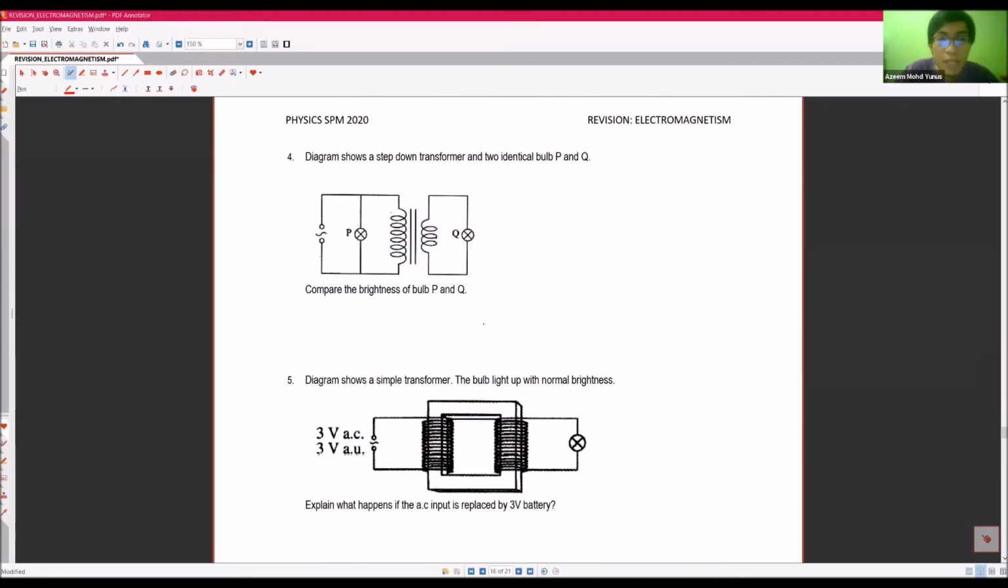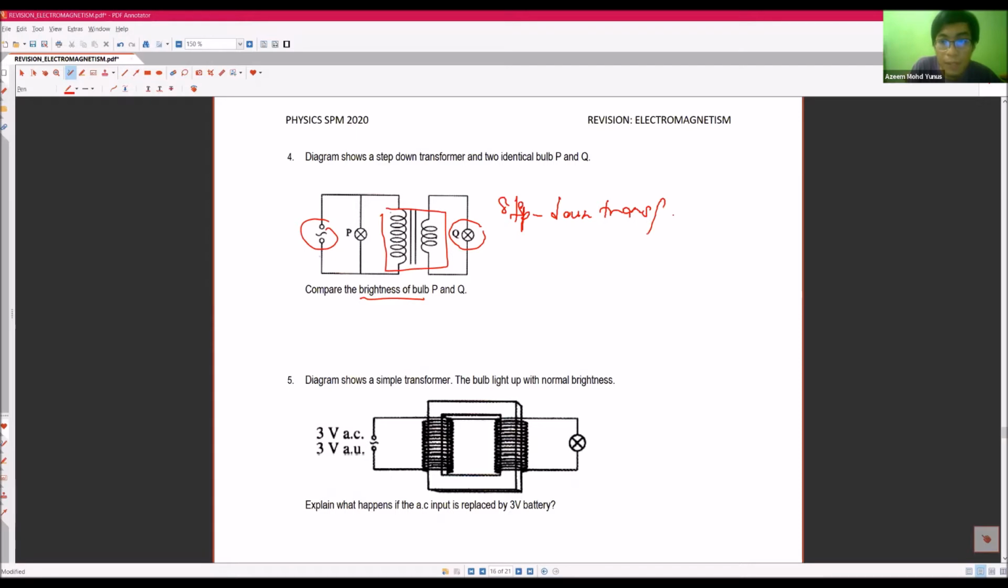Diagram shows a step-down transformer and two identical bulbs P and Q. Compare the brightness of P and Q. So we have what kind of transformer over here? This symbol is actually a transformer. So what kind of transformer is it? Step-down transformer. How do I know that? The primary coil over here is connected to the power supply, whereas the secondary coil is connected to the load or the bulb. So the secondary coil has fewer turns than the primary coil. Thus we call it step-down transformer.